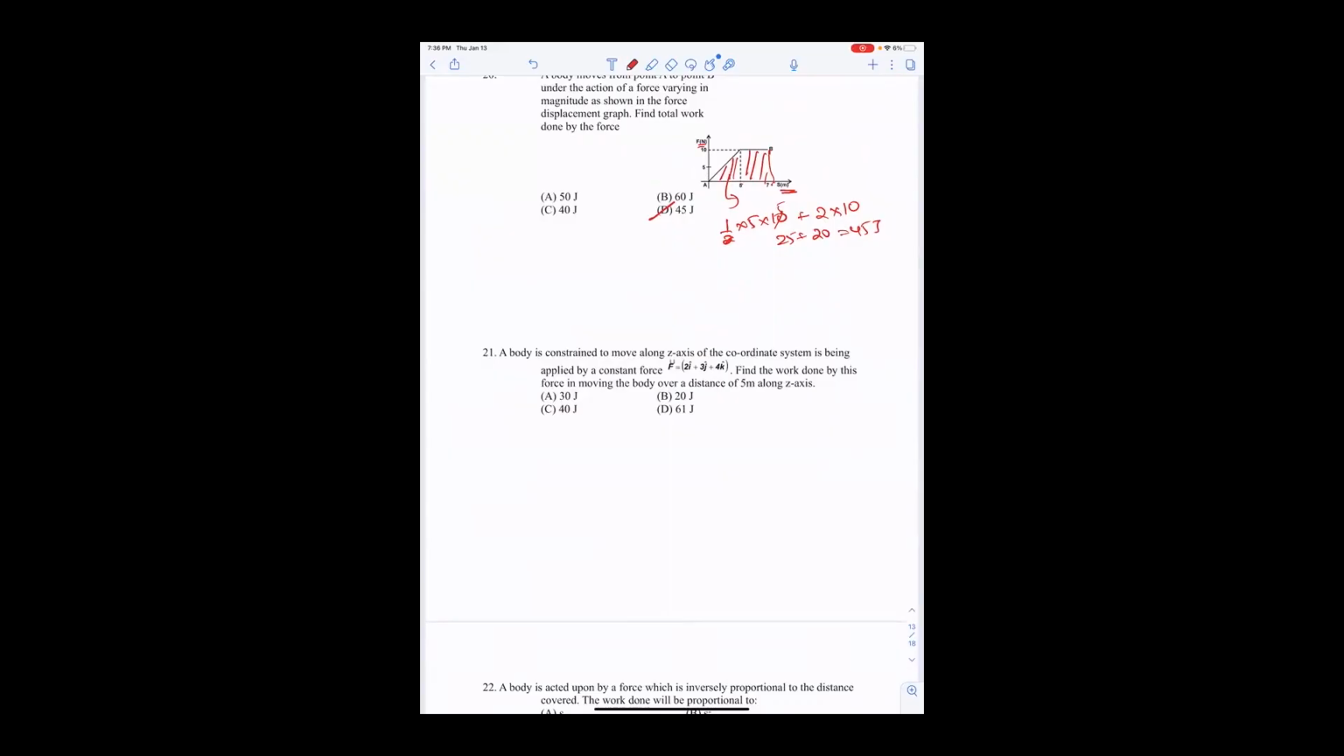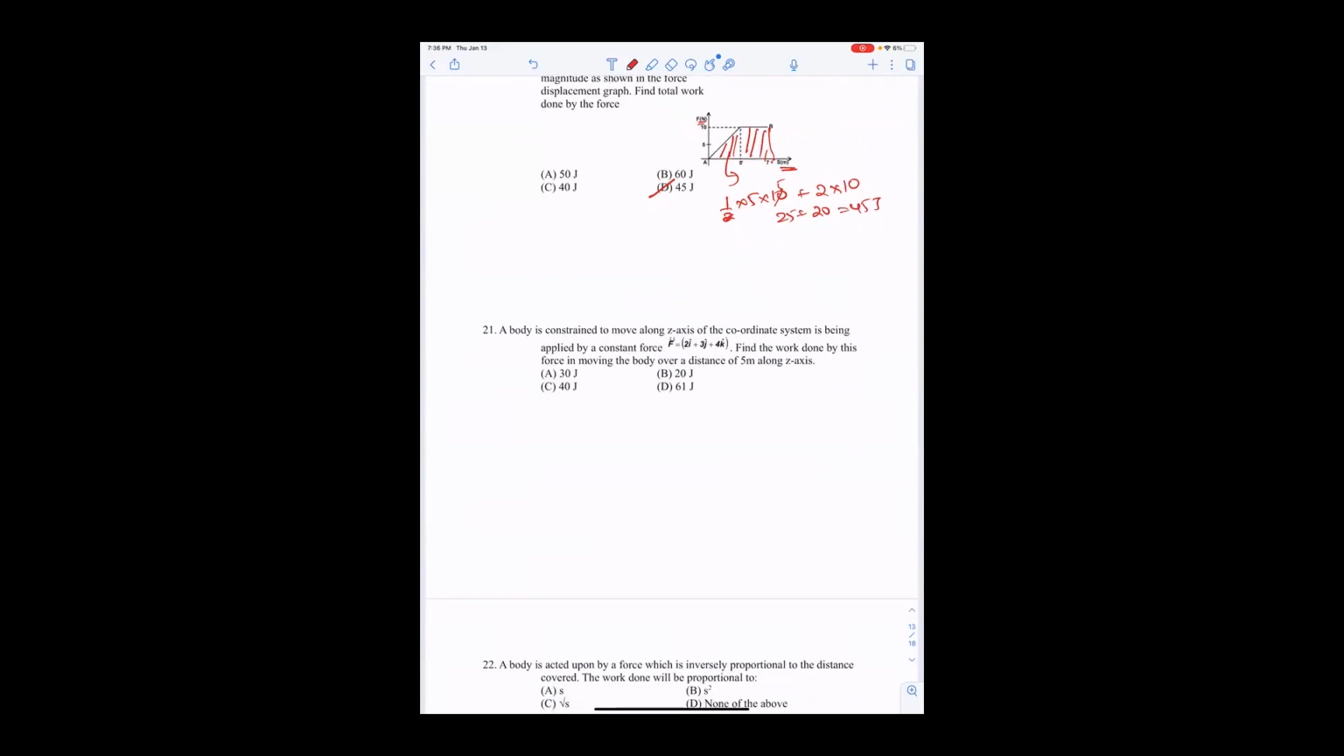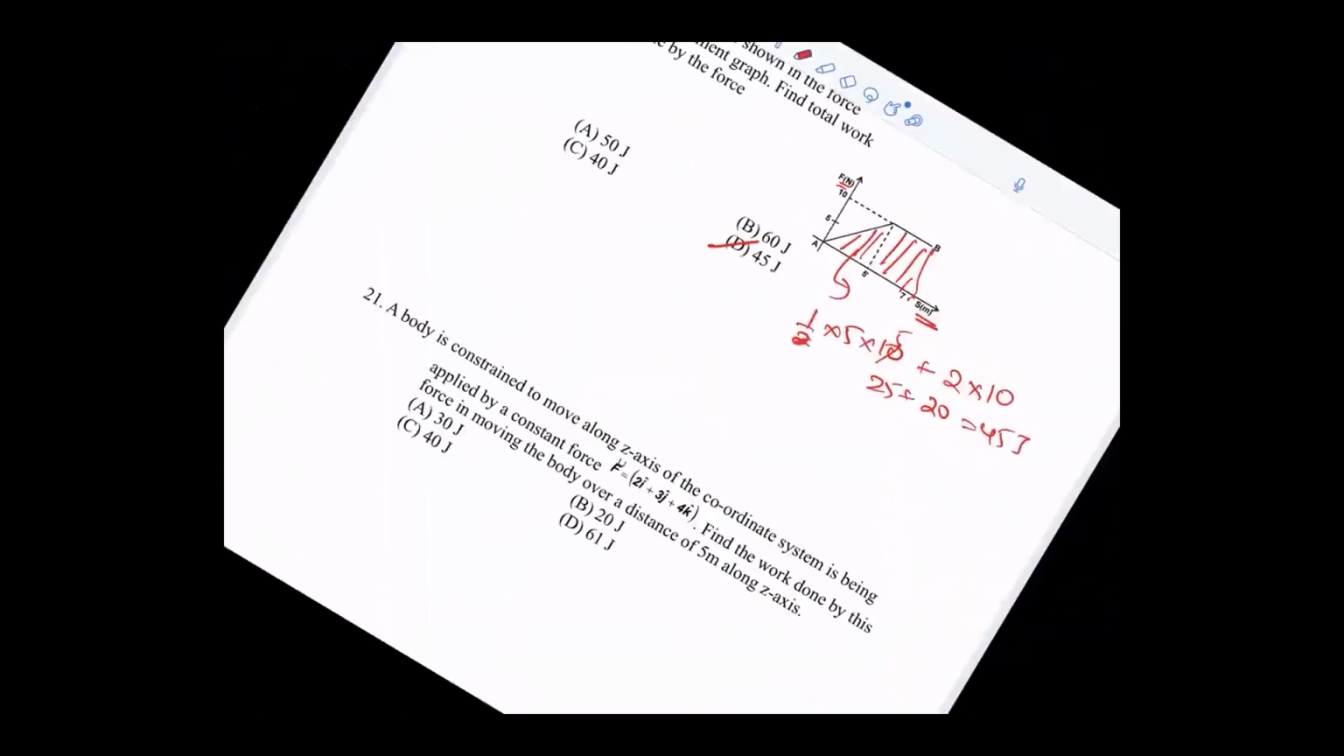Next one, a body is constrained to move along the z-axis of a coordinate system, being acted on by a constant force F. So there is a constant force. F is 2i plus 3j plus 4k. Find the work done by the force in moving the body over a distance of 5 meters along the z-axis.